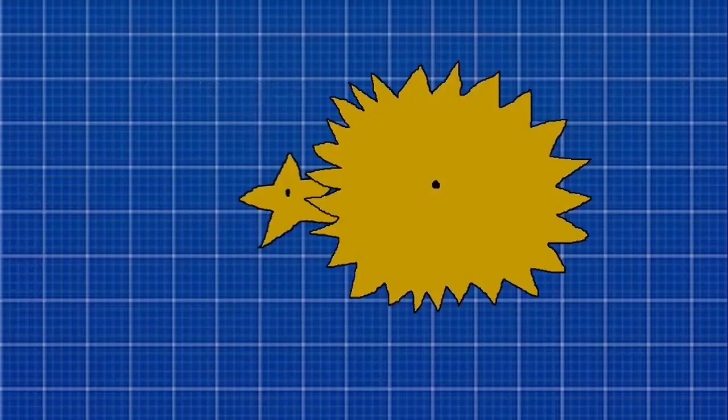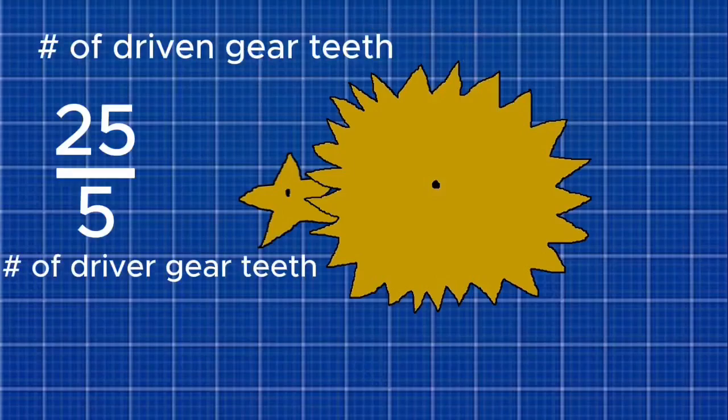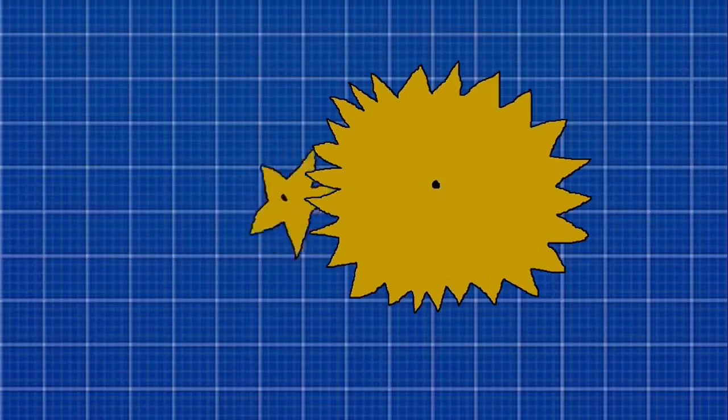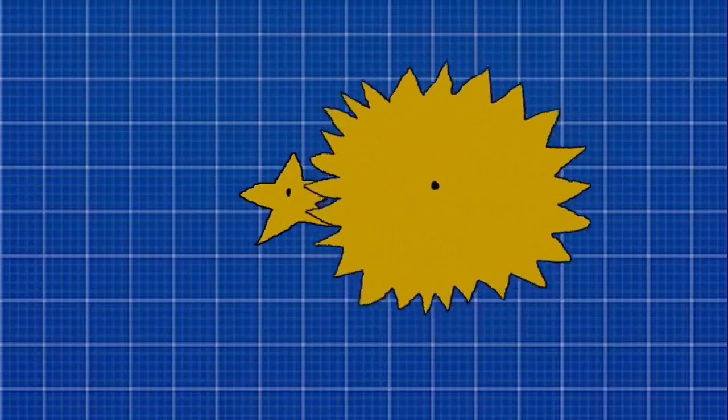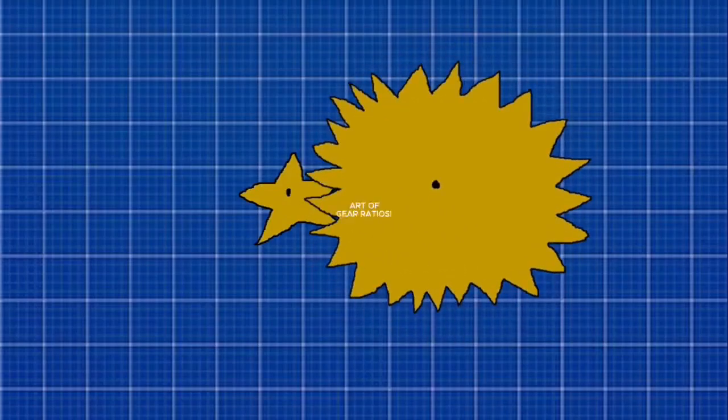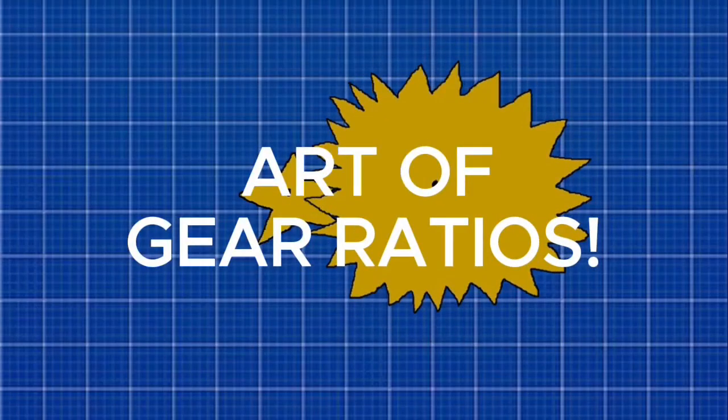Here's another example. We have a driver gear with 5 teeth and a driven gear with 25 teeth. We divide and get a 5:1 gear ratio. Again, this means that for every 5 times the 5-tooth gear rotates, the 25-tooth gear rotates once. And this is the art of gear ratios.